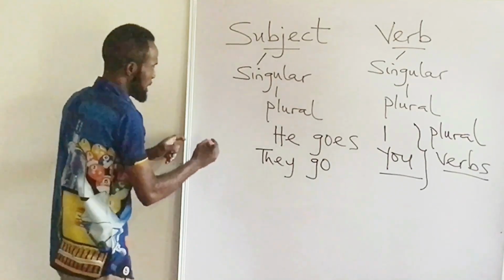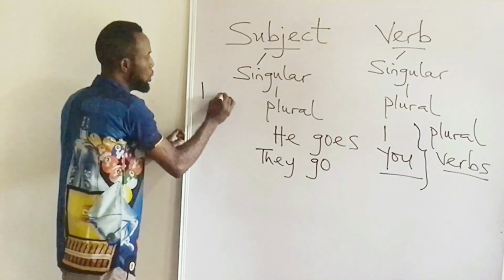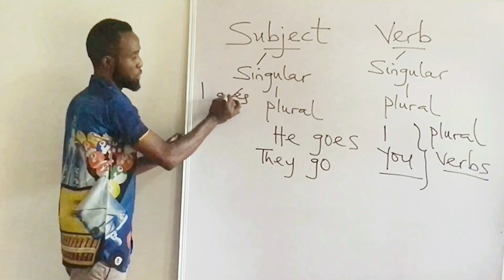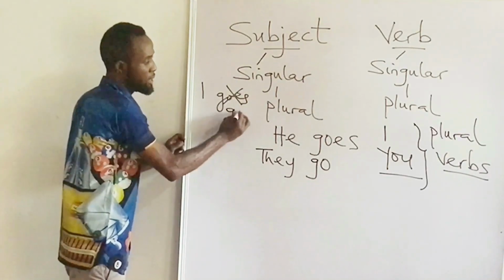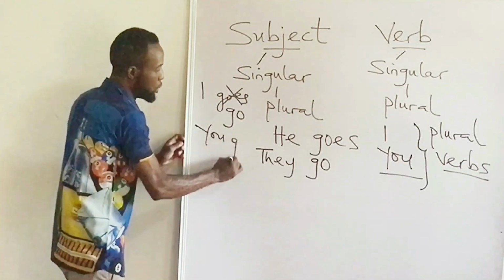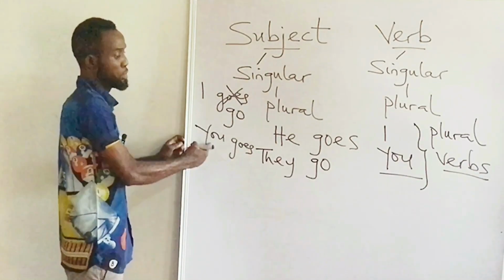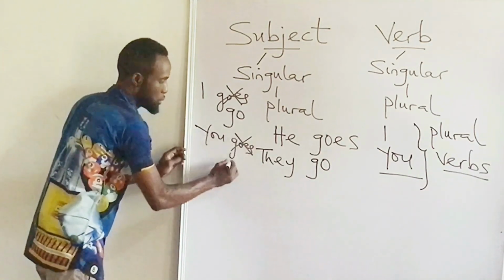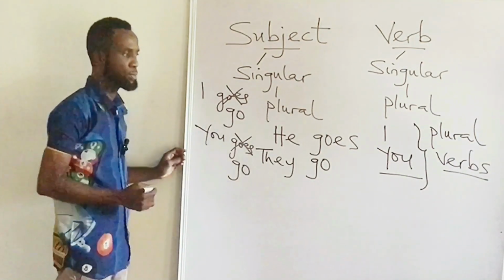I cannot say I goes, even though I is singular. This is wrong. I can only say I go. I cannot say you goes, even though this refers to one here. So this is wrong. I can only say you go.